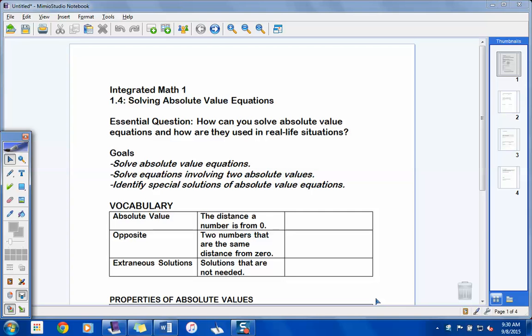I'll volunteer to read my title on our section 1 notes. Go for it, Emily. 1.4 Solving absolute value equations. Solving absolute value equations.